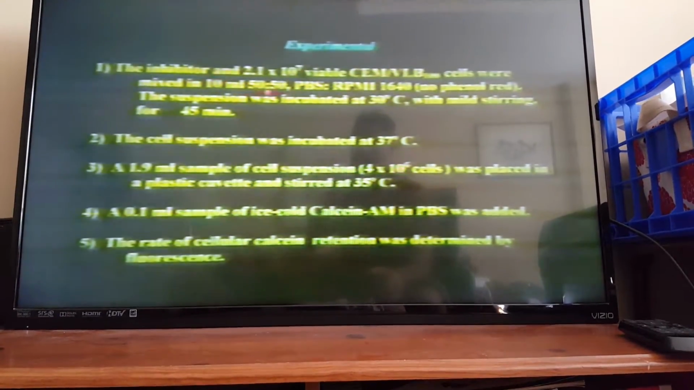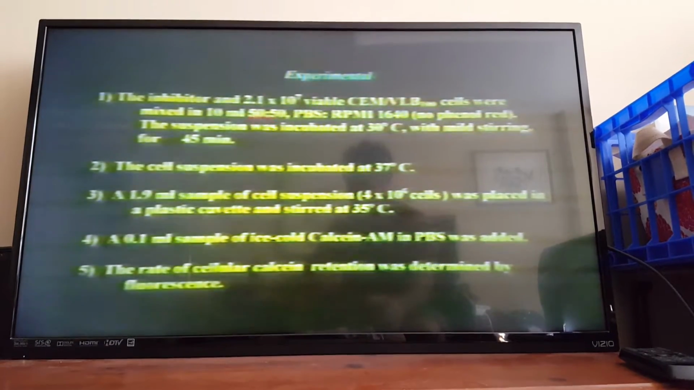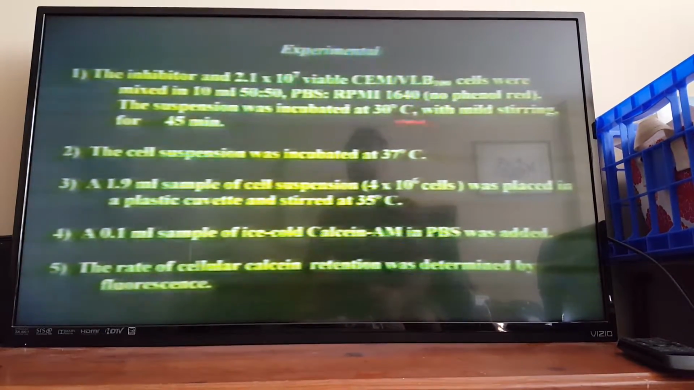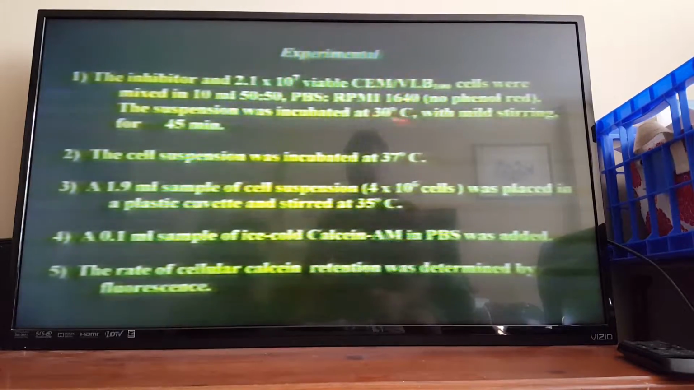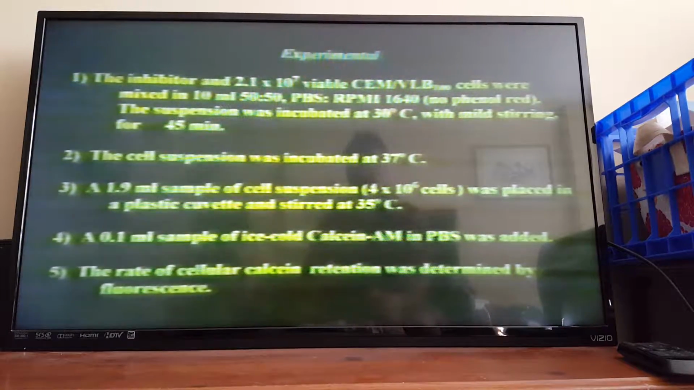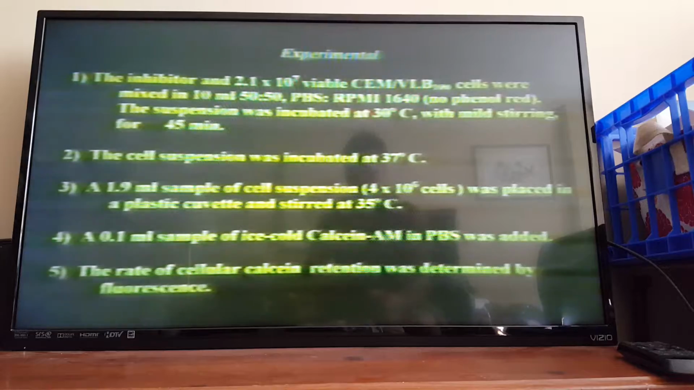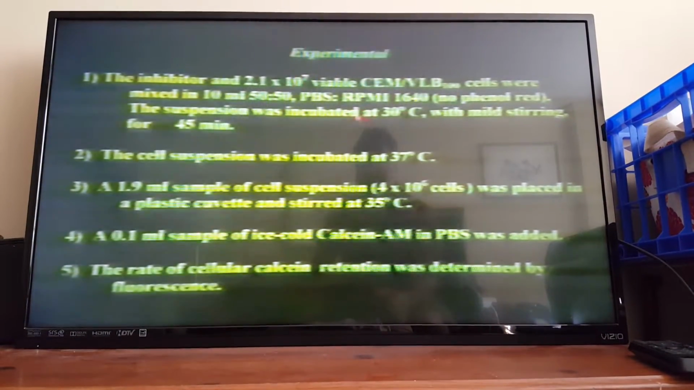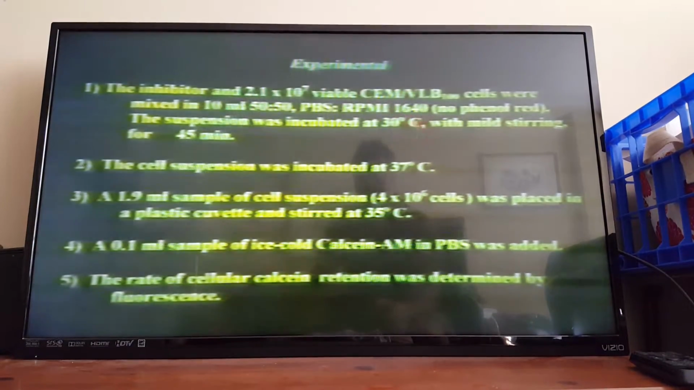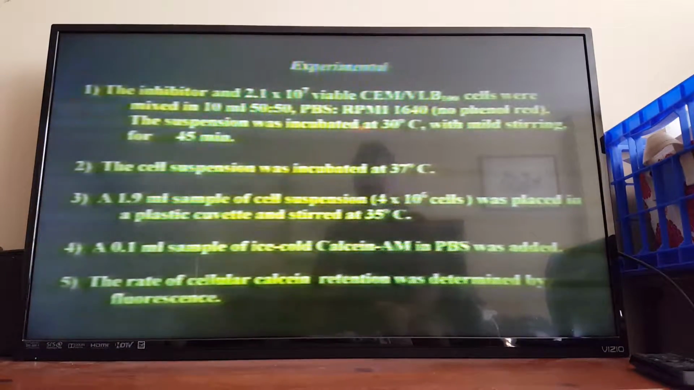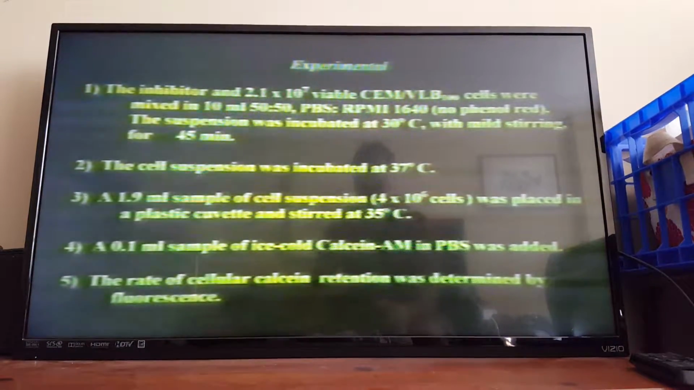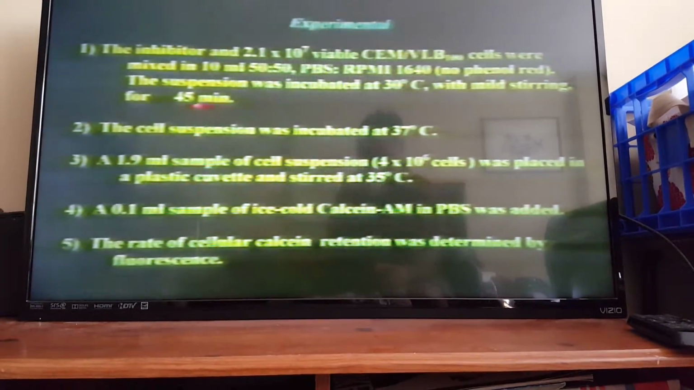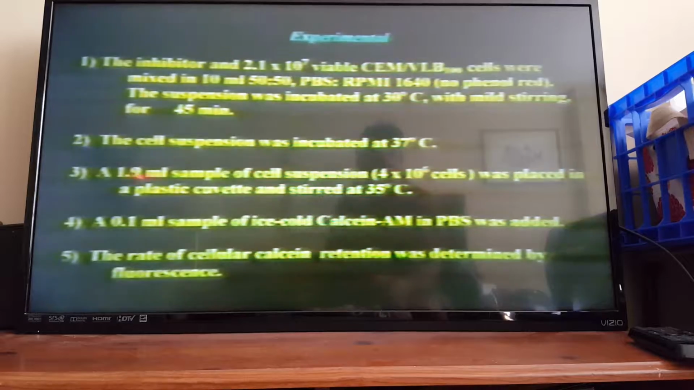Okay, and then they mixed in this mixture of buffered saline and the 1640 without phenol red, incubated at 30 degrees. The reason for this is that a lot of these drugs are toxic, and you want to try to keep your cells in good shape throughout the experiment, so they're incubated at a lower temperature just so that they'll survive the experiment. And then mild stirring for 45 minutes. This was done in an incubator.